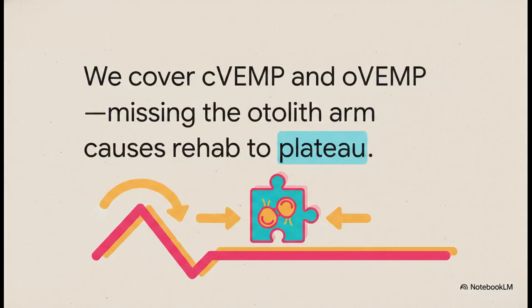In video 3, we cover VEMP, CVEMP, and OVEMP, the otolith arm, and why missing it is the commonest reason a canal-targeted VRT plateaus when lateral pulsion or head tilt persists. You definitely won't want to miss that one because the otoliths are so often that missing piece of the puzzle.